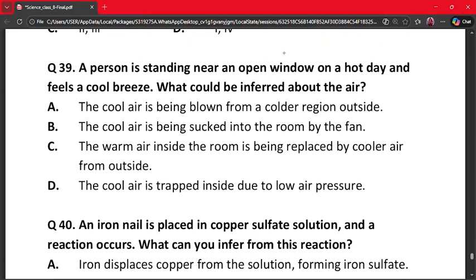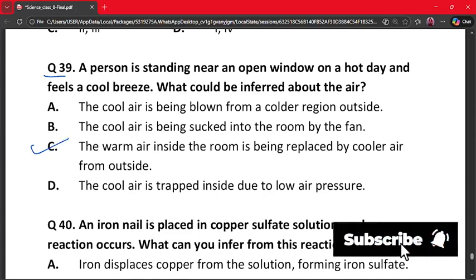The next question is question 39. A person is standing near an open window on a hot day and feels a cool breeze. What could be inferred about the air? A. The cool air is being blown by a colder region outside. B. The cool air is being sucked into a room by the fan. C. The warm air inside the room is being replaced by a cooler air from outside. D. The cool air is trapped inside due to low air pressure. The correct answer is option C. So warm air rises and escapes, allowing cooler air to replace it. So this causes the breeze. So option C is the correct option.